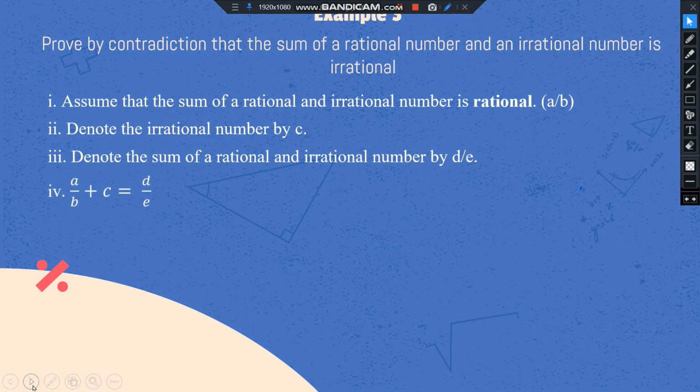So a over b, which is our rational number, the first one, is here. And then our irrational number is here, and then the sum is here. So that's how we write it. And then we need to find out what c is, like we need to prove either that c is irrational or that c is rational. So c equals d over e minus a over b.